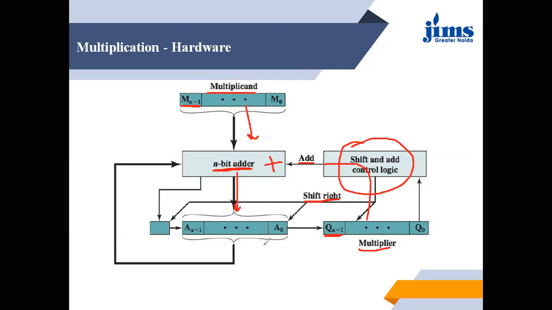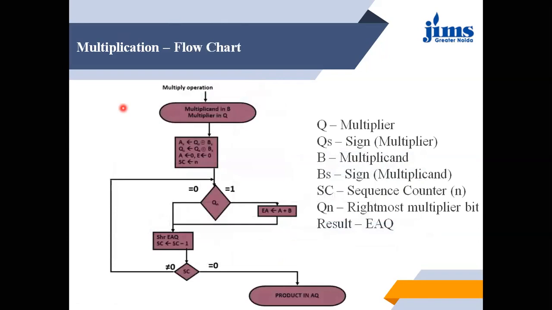Then we shift it right. How many times we have to shift is calculated by a counter, and the value of the counter equals the number of bits in the numbers that we have to multiply. So this was the basic concept of the hardware implementation. Now we will see the flow chart, and it will be more clear.